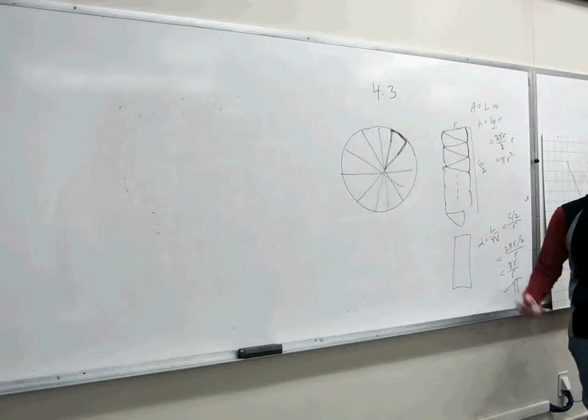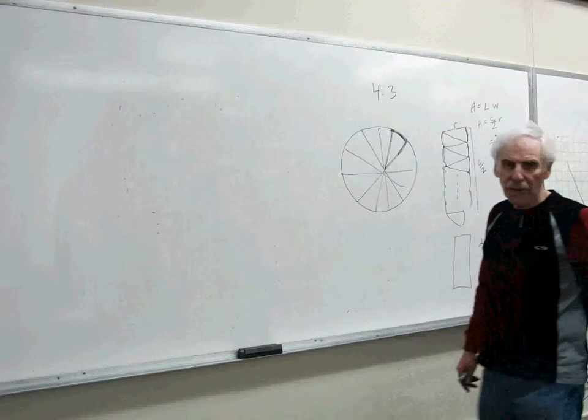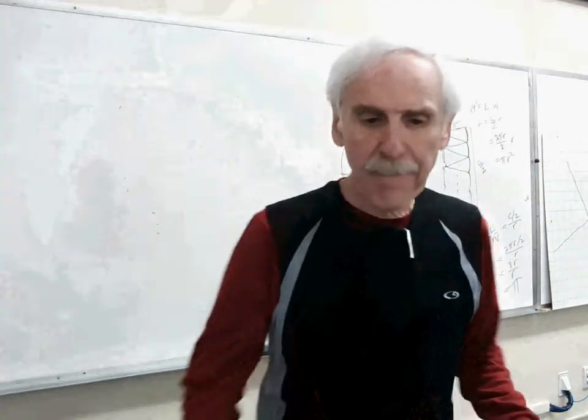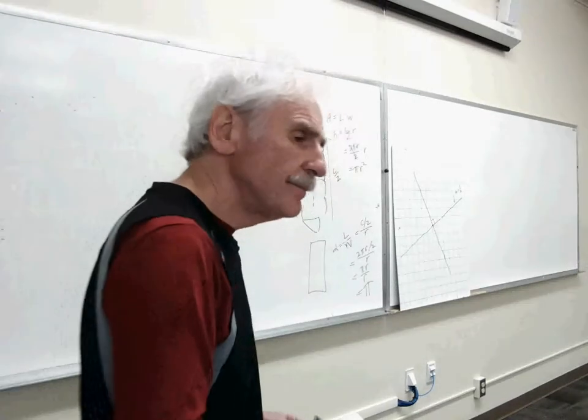Okay, so that's all it says. So you're saying the area is pi? No, the area is pi r squared. It says here, what is the aspect ratio of this rectangle? The ratio of its length to its width.